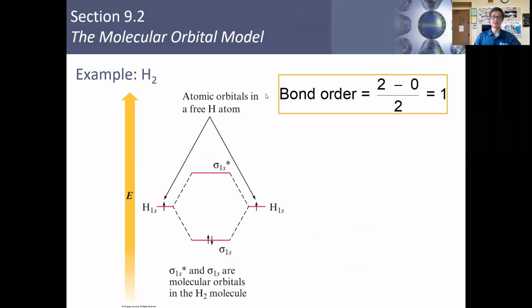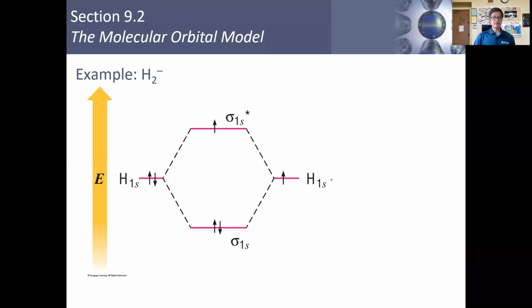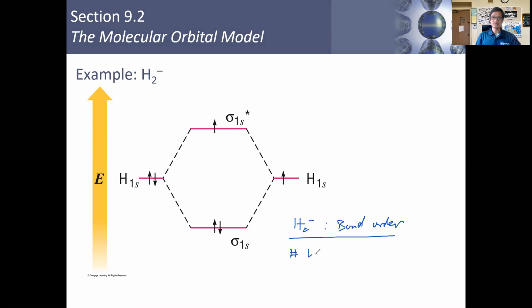Then let's do the same thing for the hydrogen ion. Here we have the hydrogen ion. We're going to find the bond order for this molecule, so we need to identify the number of bonding electrons and the number of antibonding electrons.